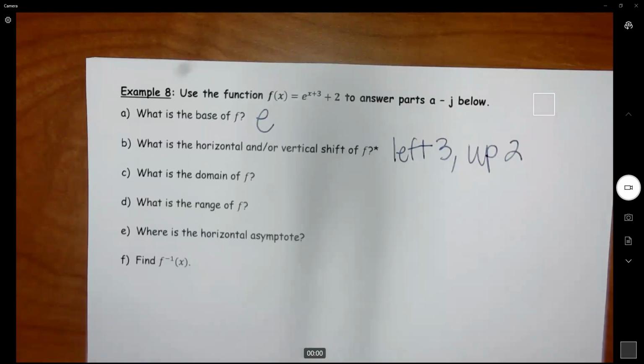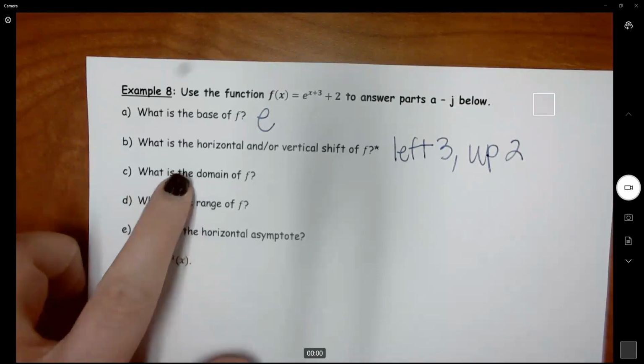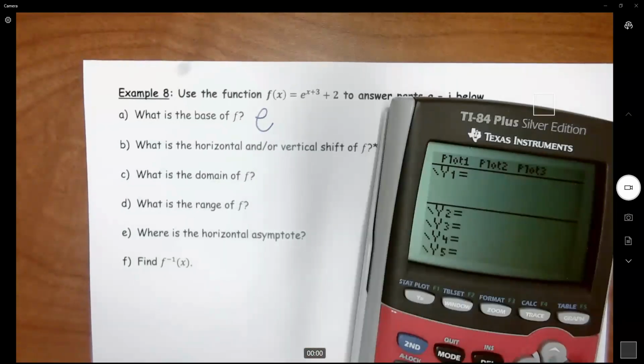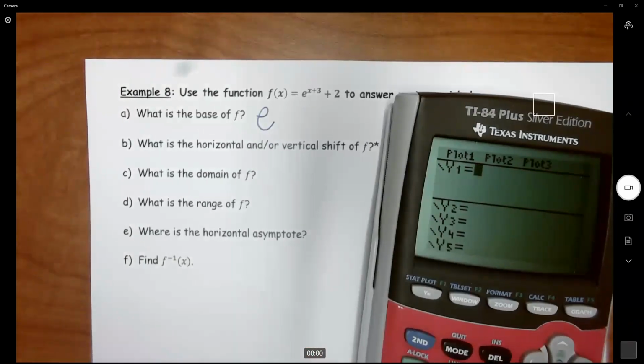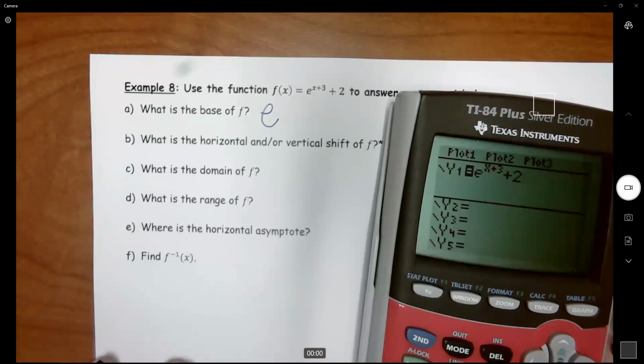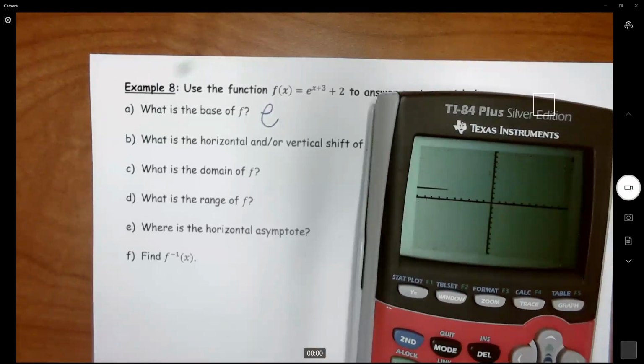Okay, so I'm actually going to put this one in my calculator real quick, so it can help me with the domain and the range. With logs, we have domain restrictions, so that helps me with the domain and range. These don't. So e to the x plus 3 plus 2, and we graph, and here's my exponential.